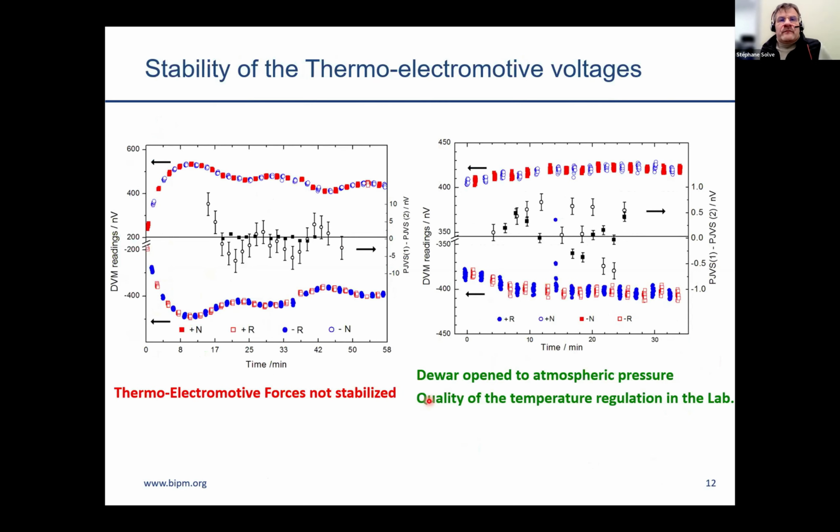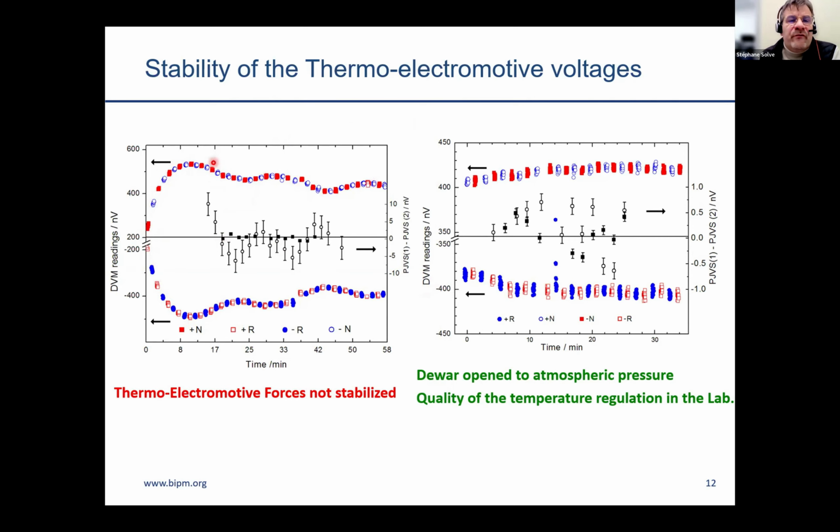Another slide now to show you the importance of the stability of the thermoelectromotive forces. Alain pointed out that it's very important, and this graph shows some experimental data with the positive polarity of the array here and the negative polarity of the array here, measured by the DVM, the nanovoltmeter. You can see a considerable evolution of the voltage measured by the nanovoltmeter, which then starts to stabilize, oscillating but stabilizing.